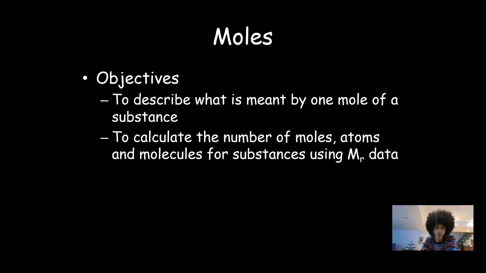For those of you who are studying AQA or GCSE or any of that kind of study, this is where quantitative chemistry gets quite tough, because your understanding of moles is directly going to impact your ability to do limiting reagent, reacting masses, stuff like that. So getting your understanding of moles right from this position onwards is really important. So today there's just two things I want to talk about. I want to talk about what is meant by 1 mole of a substance, and I want to talk about how to calculate the number of moles, atoms and molecules for substances using MR data.